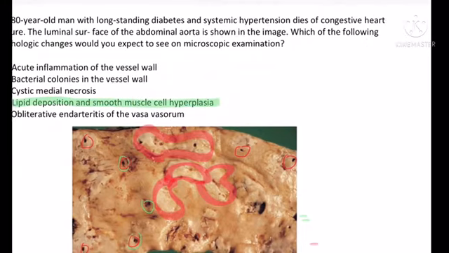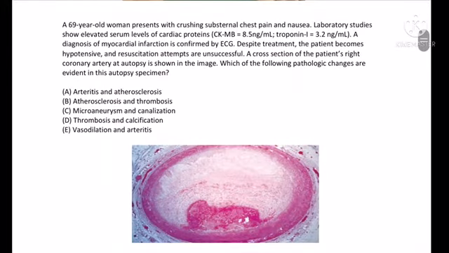Okay, so let's move to the next question. A 69-year-old woman presents with crushing substernal chest pain and nausea. Laboratory studies show elevated serum levels of cardiac proteins: CK-MB 8.5 nanogram per ml, and troponin I is 3.5, which is increased. A diagnosis of myocardial infarction is confirmed by ECG. Despite the treatment, the patient became hypotensive and resuscitation attempts were unsuccessful. A cross-section of the patient's right coronary artery at autopsy is shown in this image. Which of the following pathological changes are evident in this autopsy specimen?